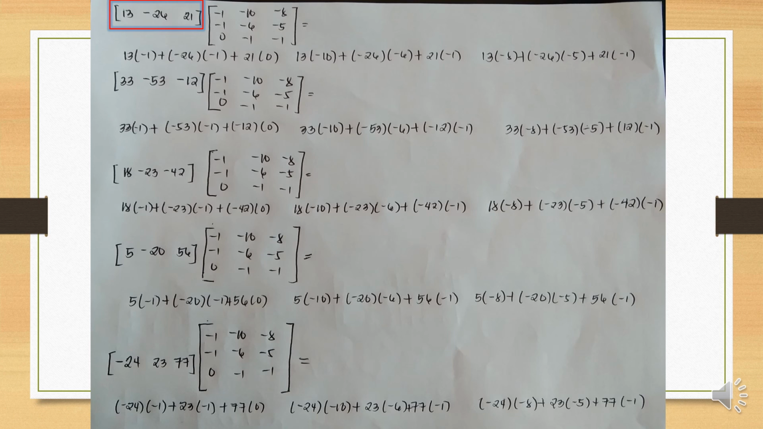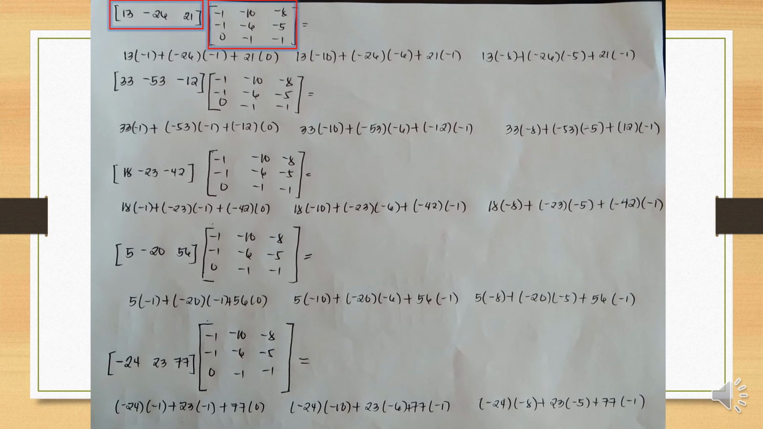So 18 times -1 plus -23 times -1 plus -42 times 0. And the next column is 18 times -10 plus -23 times -6 plus -42 times 1. The third column is -8 times 18 plus -23 times -5 plus -42 times -1. So the next coded matrix is 5, -20, and 56.